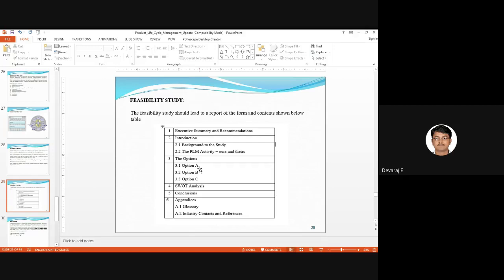If the option B idea also is not good, meaning the customers are not satisfied and are telling some of the disadvantages in the product, then again they will go for option C. I think everyone is getting it, right? Yes, sir. So like this they will select three ideas.